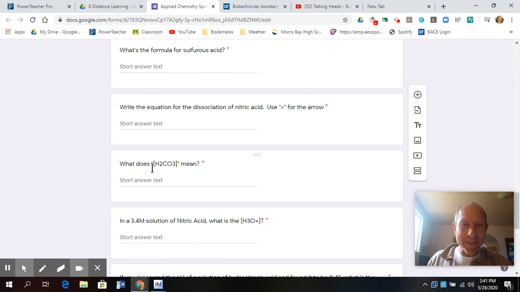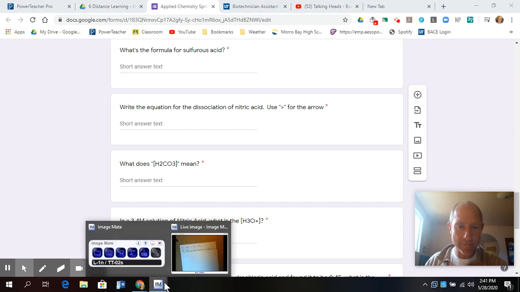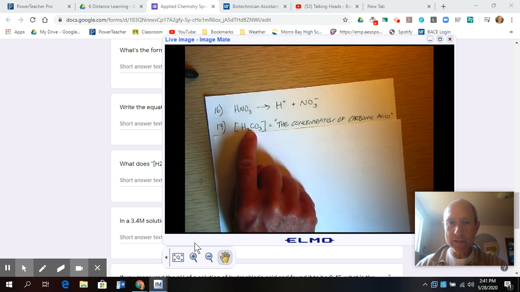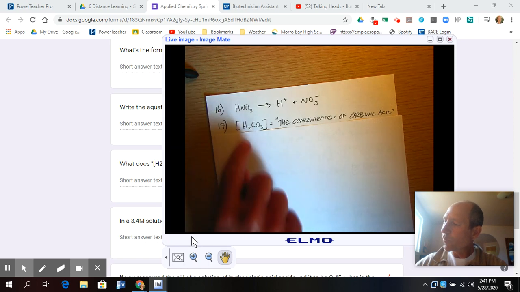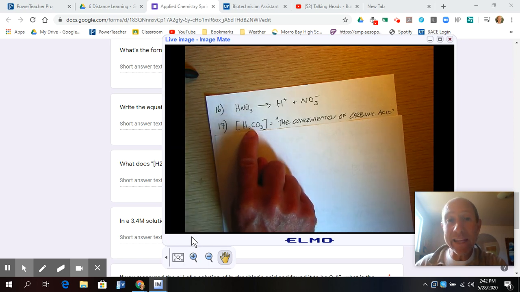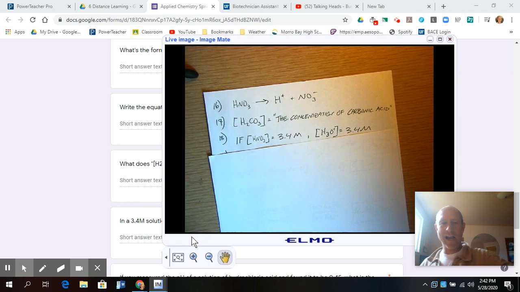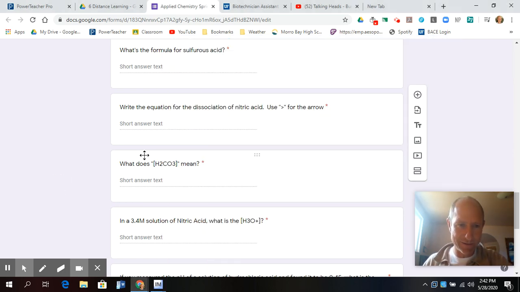Okay, what does this gibberish mean? Well, the square brackets mean concentration, and this chemical in here reads carbonic acid. So this means the concentration of carbonic acid. That's what it means. When somebody writes that, you read concentration of carbonic acid.